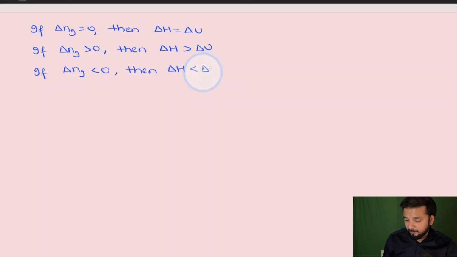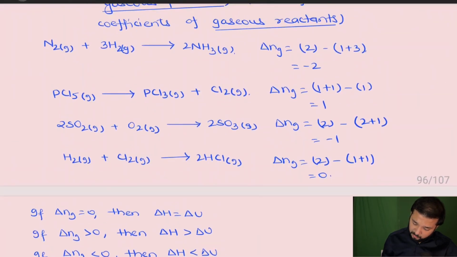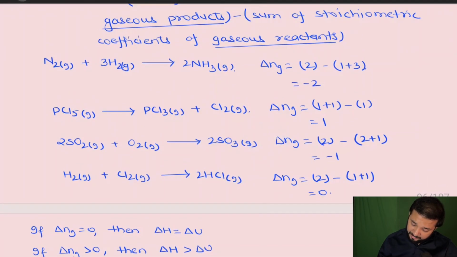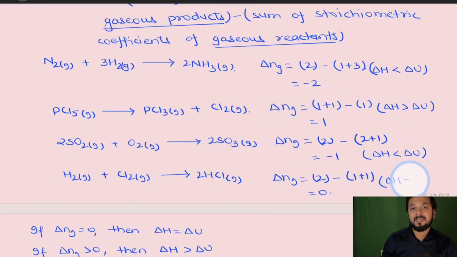Like we have taken examples over here. So for these reactions, we can write, like in the first one, delta Ng is less than 0, which means delta H is less than delta U. For the second reaction, delta Ng is more than 0, so I can write delta H is more than delta U. For the third reaction, delta Ng is less than 0, so we'll write delta H is less than delta U. For the fourth reaction, it is equal to 0, so we'll write delta H is equal to delta U.